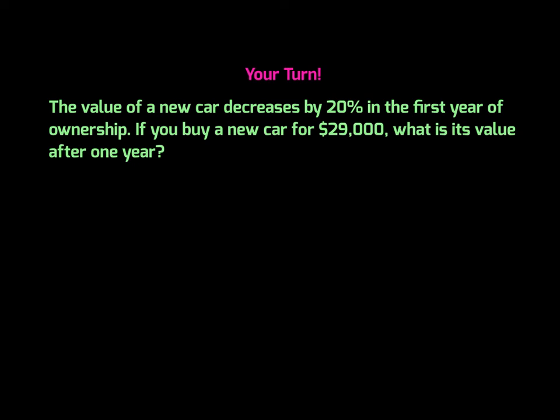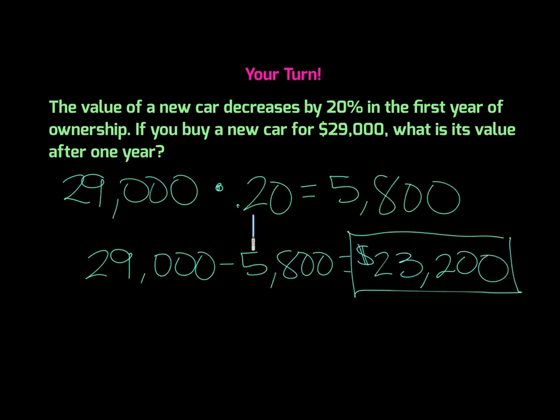So here is how you could have done this problem. I did it the first method where I'm just taking 29,000 times the 20% as a decimal. So 20% right there. And then I get 5,800. 5,800 is the amount that it's decreasing. It said right here that it's decreasing by 20%. So that means that it's going to get less. So then that's not my final answer.